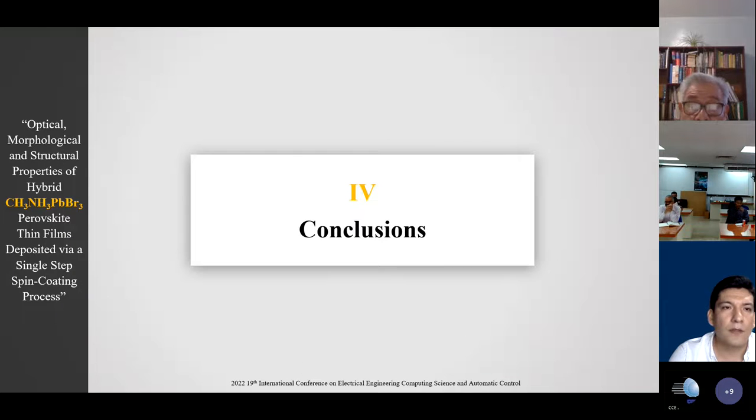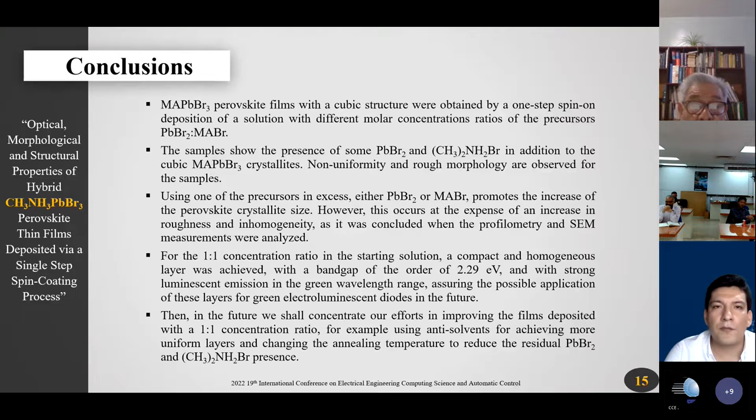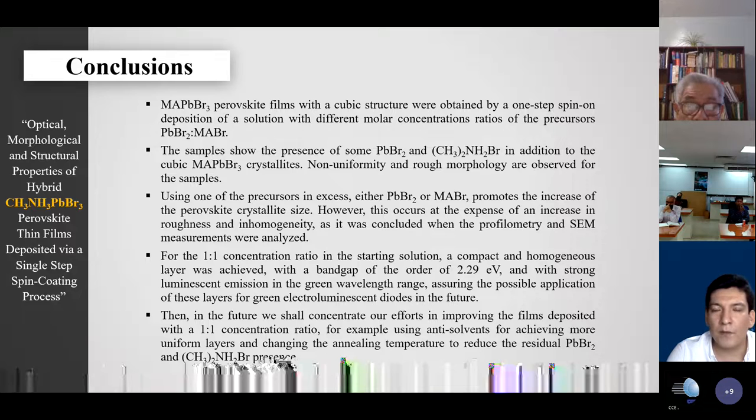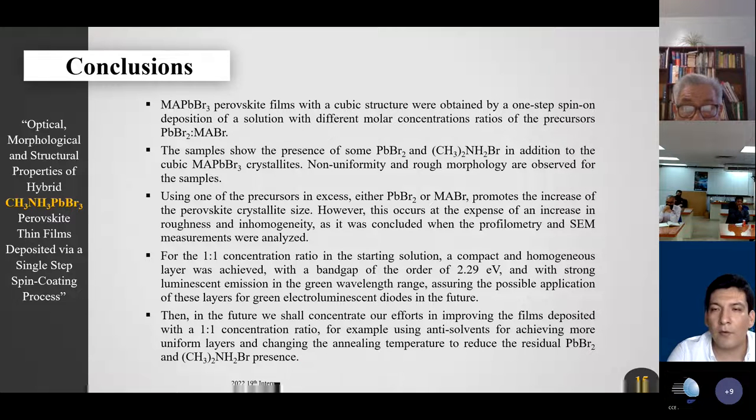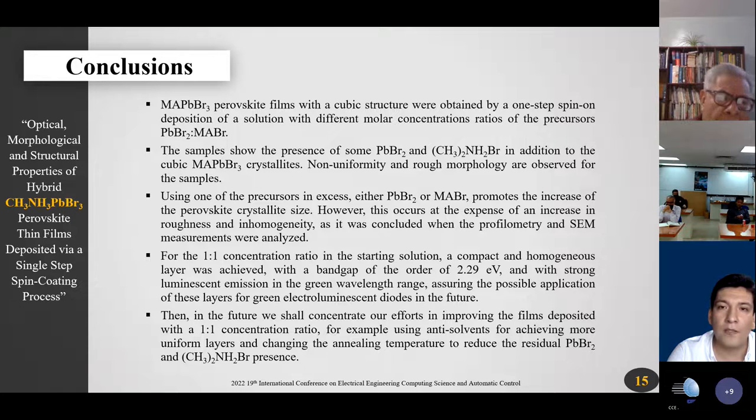Conclusions. Methyl ammonium tribromide perovskite films with a cubic structure were obtained by one-step spin-coating deposition of a solution with different molar concentration ratios of the precursors lead dibromide and methyl ammonium bromide. The samples showed the presence of some lead dibromide and dimethylamine bromide in addition to the crystallized cubic methyl ammonium tribromide. Non-uniformity and rough morphology are observed for the samples.